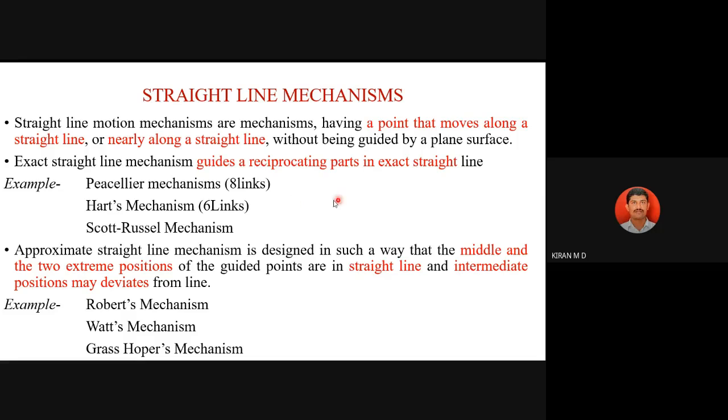That is the straight line. The point moves starting from A, reaches the midpoint B, and again reaches the end point C. But it may not move in a straight line. It may deviate from the straight line, but it will reach the midpoint and the end point C. That we call the approximate straight line. The examples are Roberts mechanism, Watt's mechanism, and Grasshopper mechanism.